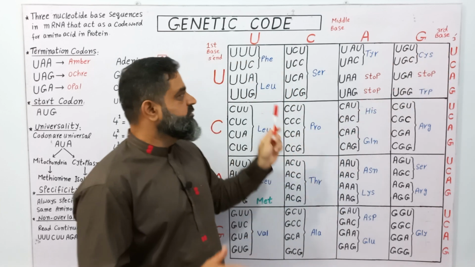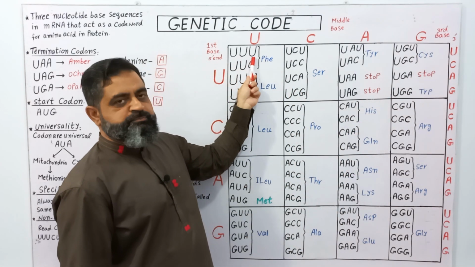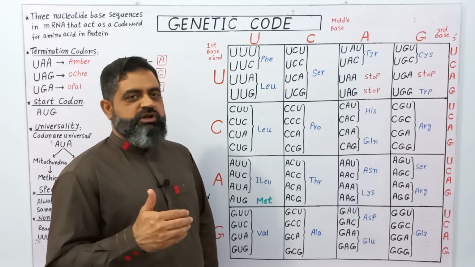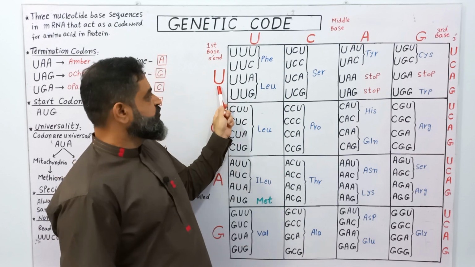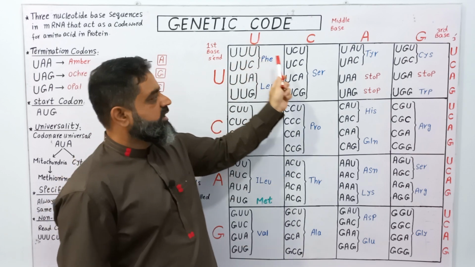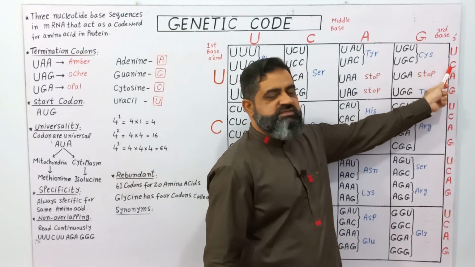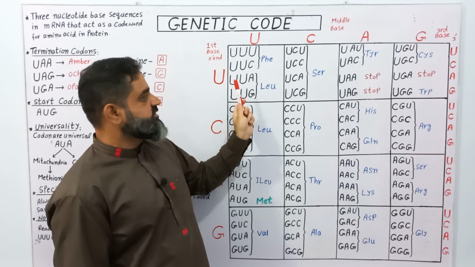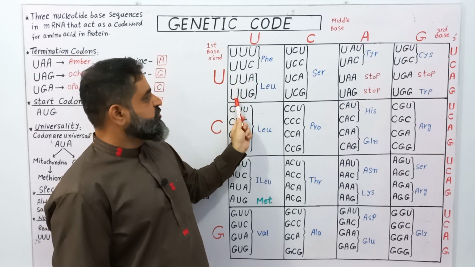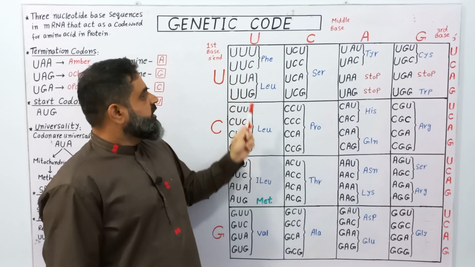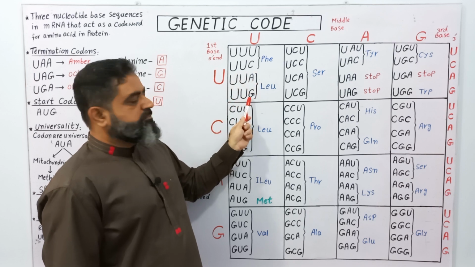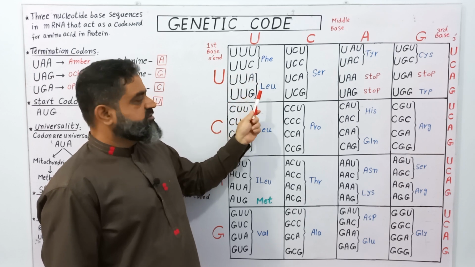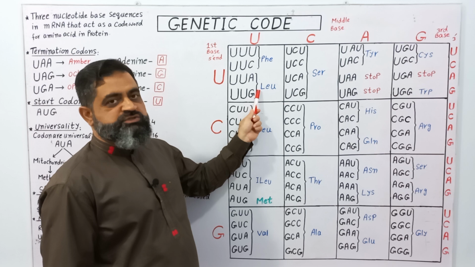So the first codon will be UUU. In the same manner, you can also synthesize the second codon, U from here, and now we are going to take C, cytosine, from here. So it will become UUC. In the same manner, UUA, UUG. Now these two genetic codons represent an amino acid, leucine.